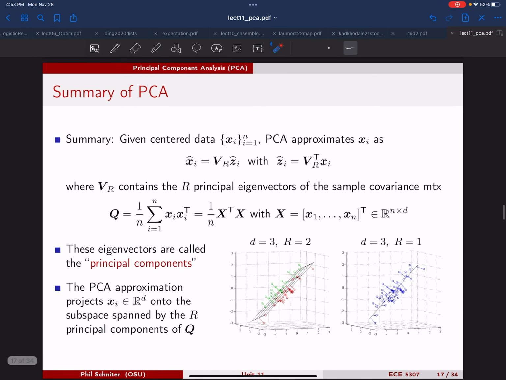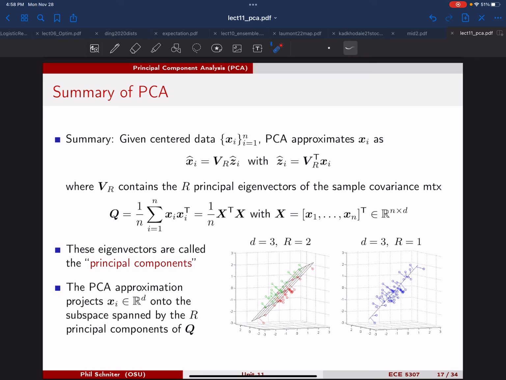Just to summarize what we did now, we are given some centered data. So we've subtracted the mean. And each of our data samples, xi, we are going to approximate it as x hat i. And we're going to construct x hat by this dictionary matrix VR, where VR contains our principal eigenvectors of our sample covariance matrix. And we have our z hat i vector, which we construct by taking VR transpose times xi. So this is basically how we can get our approximation.